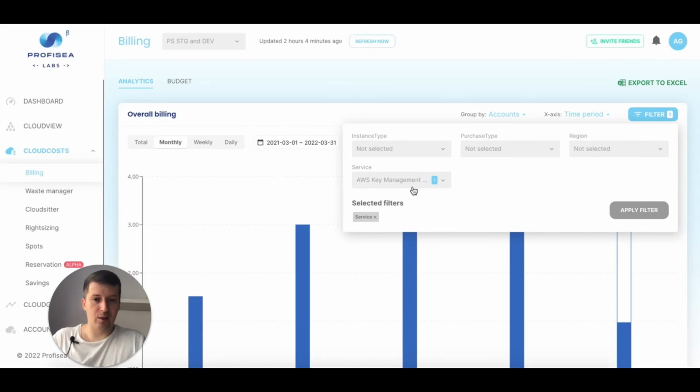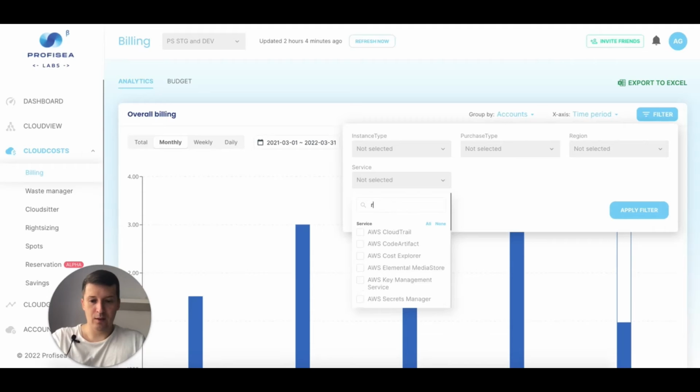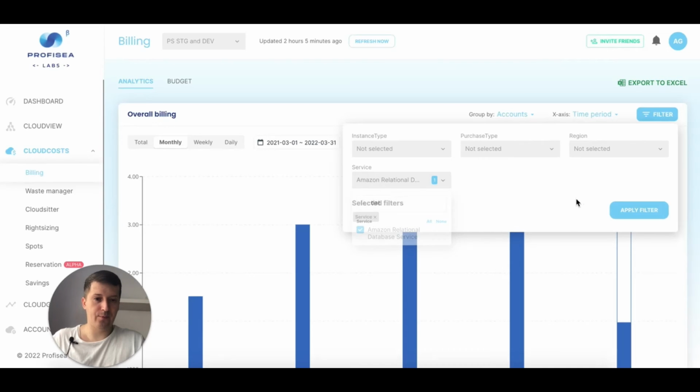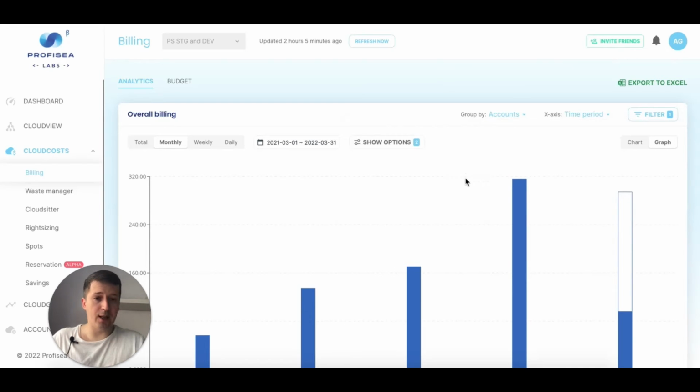Or, I don't know, let's take a look at just RDS. Yeah, Amazon Relational Database Service, and apply. And this is the price for my database. So I see that it's basically growing. Last month, in February, it was $320, and currently the estimation for this month says it's going to be a little bit less than previous months, but in total it's going to be around $300 for this month. Yeah, so this is the overall billing.